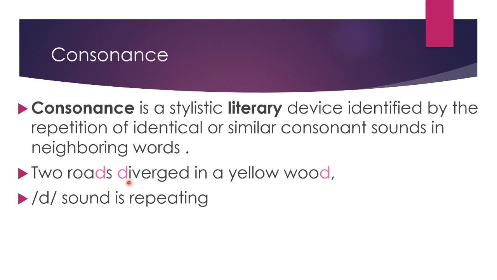So in "diverged" it is in the beginning, but in "roads" it's in the middle, and in "wood" it is last. So the D sound is repeating. So this is consonance. Now, alliteration means that the letter should be in the beginning of the word. Assonance means the vowel sounds A, E, I, O, U, and consonance means the consonant sounds. The assonant sound and the consonant sound can be anywhere in the word, whereas alliteration should be at the beginning of the word. So very simple.